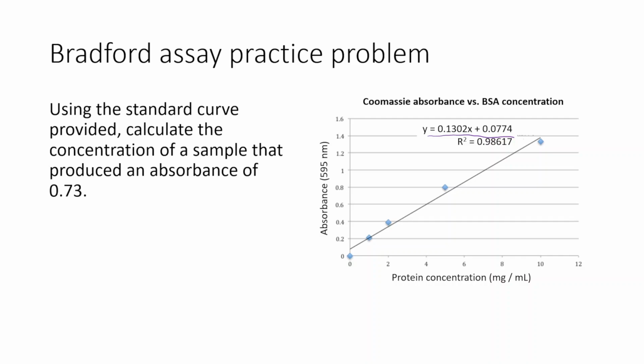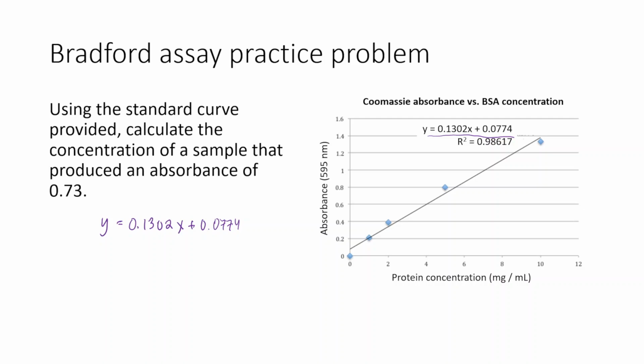Okay, so how would we start solving for this? What equation do we want to use? Yeah, y equals 0.13 up to x. Exactly. So we're going to use the equation that we got from creating our standard curve as our starting point. So we have y equals 0.1302x plus 0.0774. So what is our x and our y in this equation?